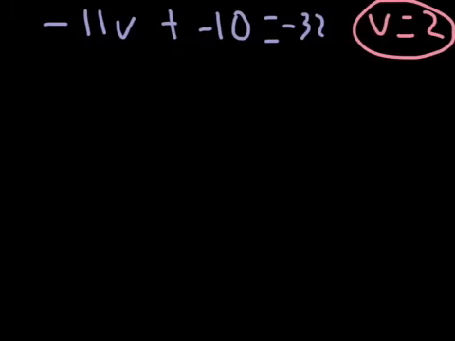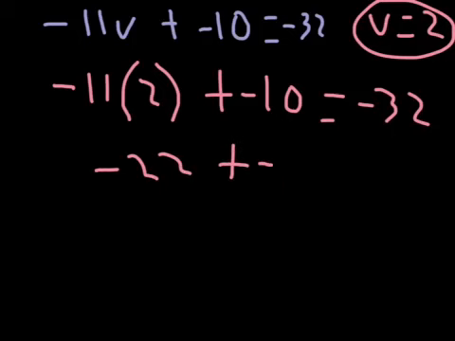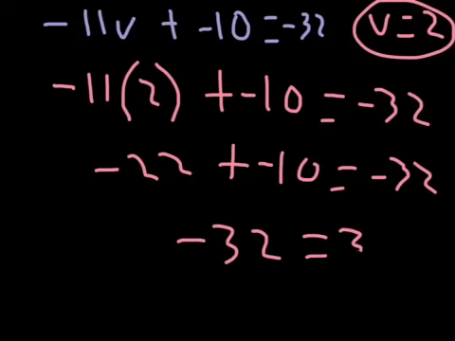Okay, so we're going to plug in 2 for v. So negative 11 times 2 plus negative 10 will hopefully equal negative 32. Otherwise, if not, we'd have to go back and figure out what we did. Negative 11 times 2, well, a negative times a positive is a negative, so negative 22 plus negative 10 should equal negative 32. And, as a matter of fact, negative 22 plus negative 10 is negative 32. So negative 32 equals negative 32, and it works.